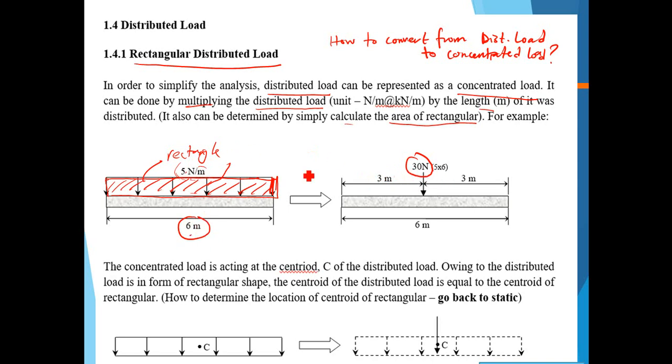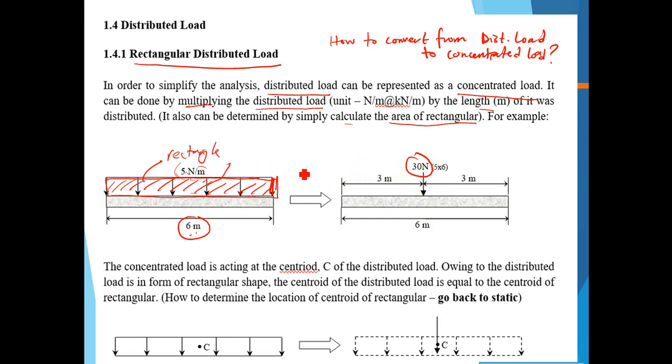Okay, so now we know the magnitude of the concentrated load, after converting from distributed load to the concentrated load. So 5 times 6, that's the magnitude. But where is the position? Where should we put the concentrated load?